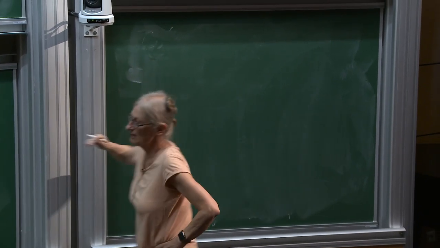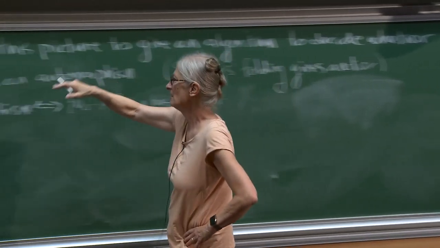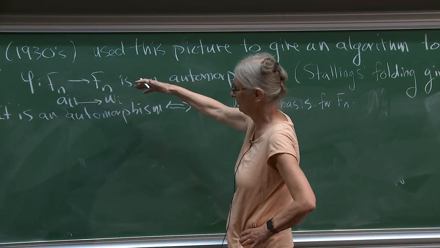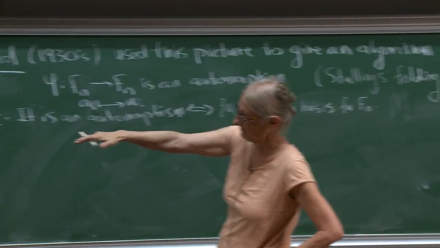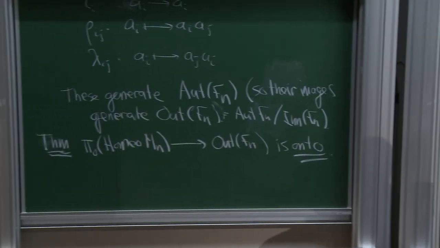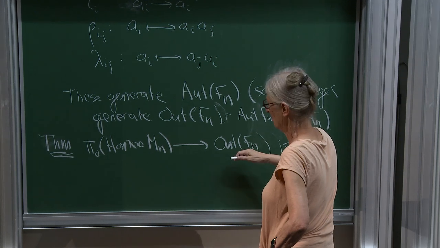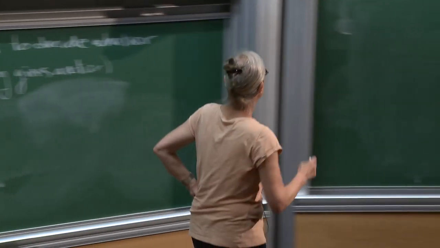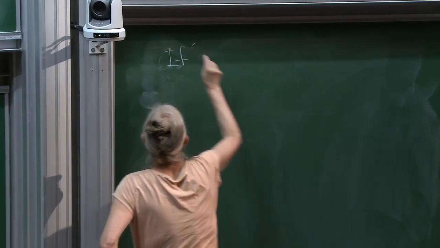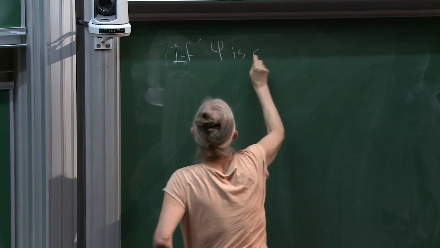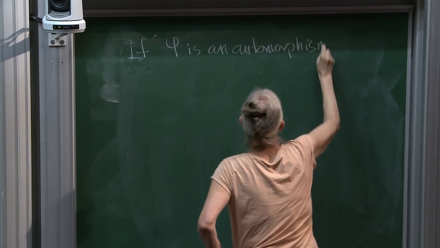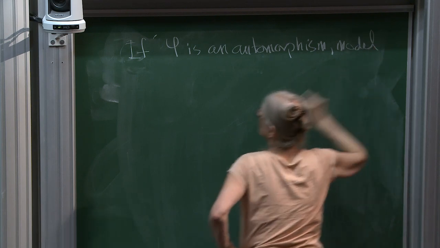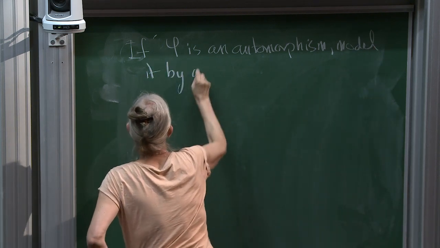So the idea is that we've got this. Let me back up a bit. We have an automorphism. We have a map from Fn to Fn. We want to understand whether it's an automorphism. We know from what we proved over there that if I have an actual automorphism, I can model it by a homeomorphism. So if phi is an automorphism, model it by a homeomorphism.